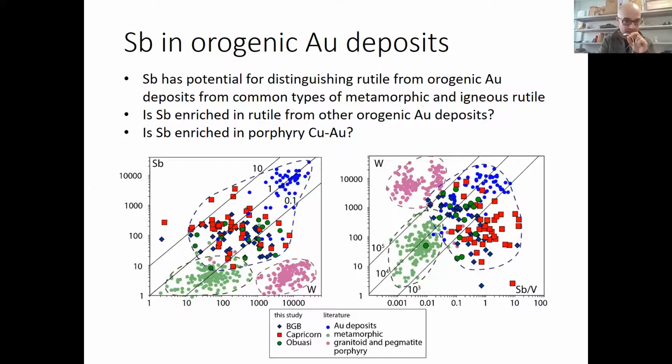So at least in the rocks that we looked at, it looks like antimony is higher in rutile from gold deposits compared to any other types of non-mineralized rocks. Now, of course, this is promising and encouraging, but it will need to be confirmed, perhaps by analyzing more orogenic gold deposits, different conditions, different age. And also another point that I personally would be curious about is what about different types of gold deposits? For example, porphyry copper gold deposits. Is rutile enriched in antimony in porphyry deposits as well? This is something that will have to be tested.